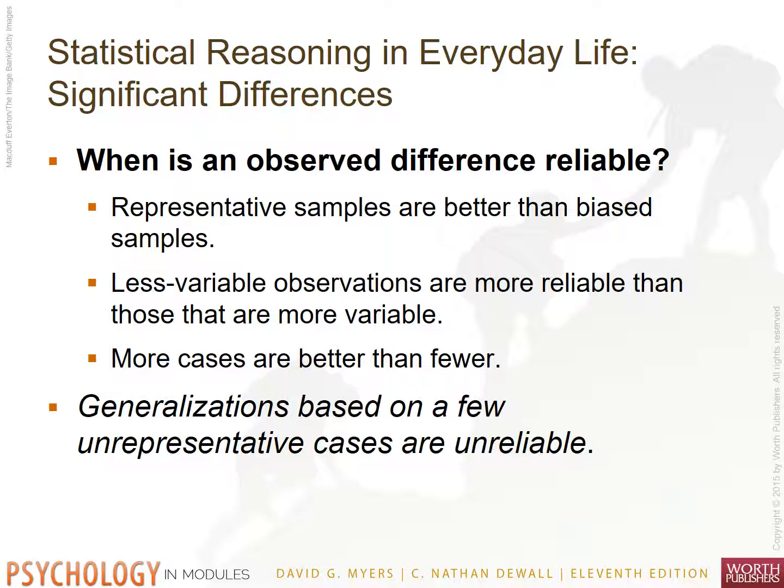In order to reduce the variability within each group, we want more cases. That means we want more participants. And the greater the number of participants that you have, the easier it is to find a truly meaningful difference, which we call a statistically significant difference.